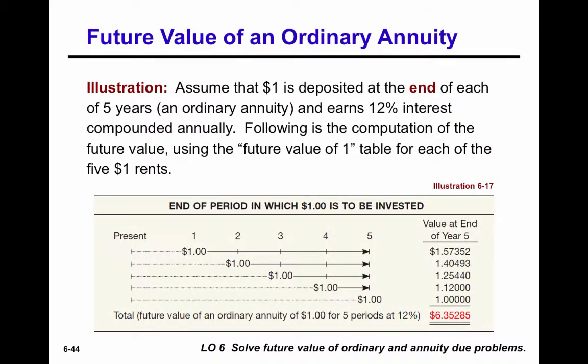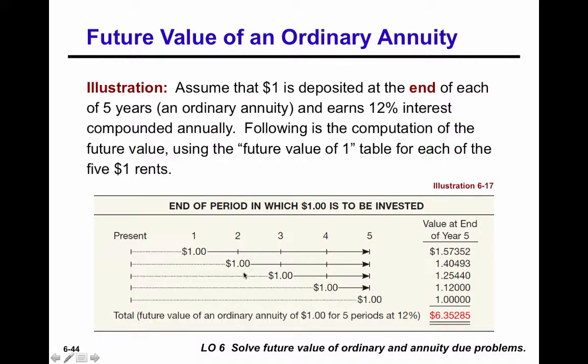So here's a simple problem, shows you how this can be determined. This is, again, sort of the long way of doing things. So what we see here is that at the end of period 1, $1 has been deposited, and it will earn interest for 4 periods. At the end of those 4 periods, which is the end of year 5, 4 full periods from the end of year 1, it's worth $1.57 because of the interest that's been earned at 12% and the compounding that's taken place.